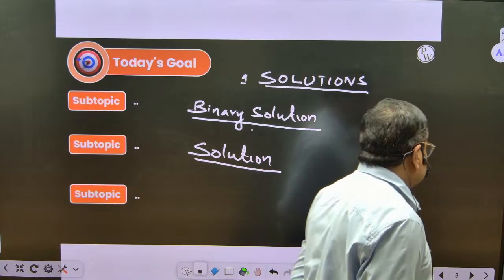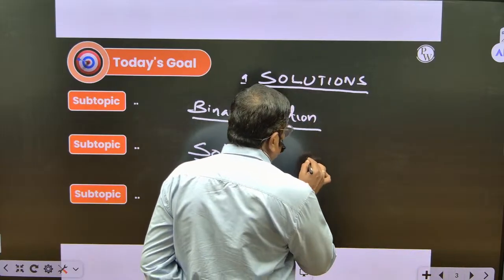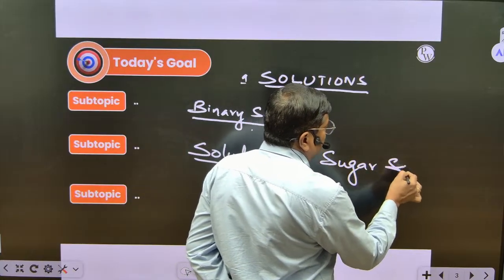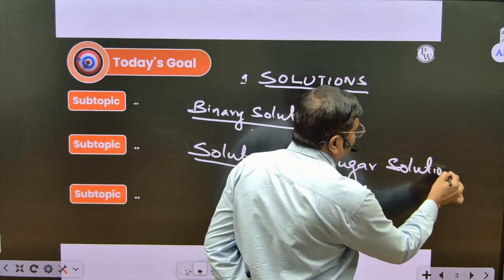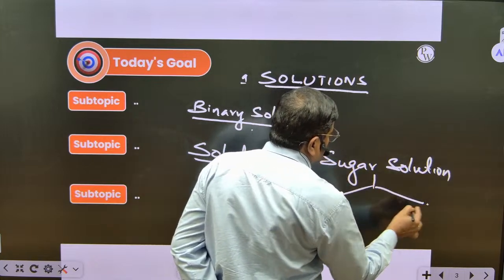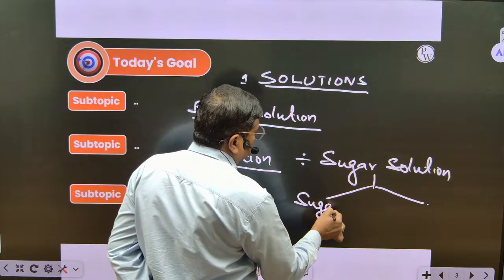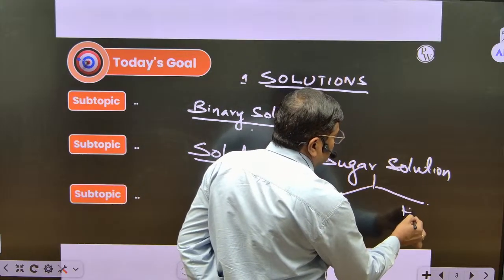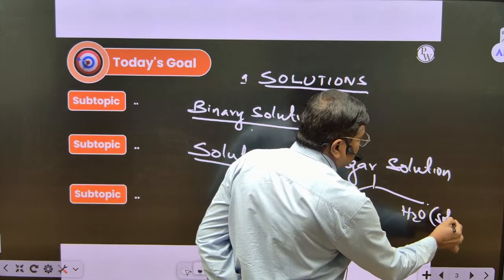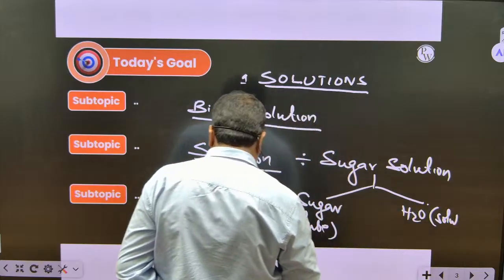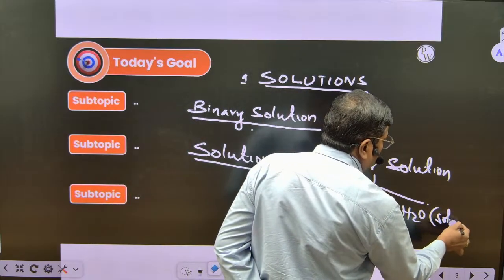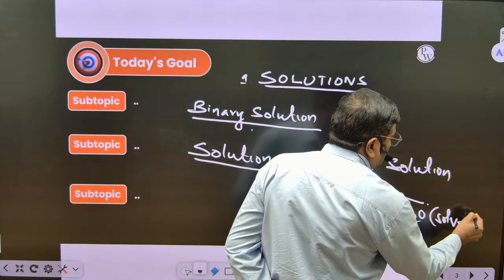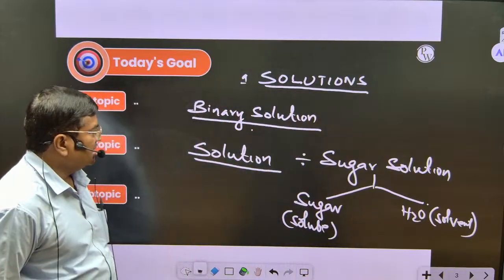Are you following? Suppose sugar solution is there. What is solute in that? What is solvent? If I am taking sugar solution, in this who is the solute, who is the solvent? Sugar will be the solute. And what will be solvent? Water will be the solvent. So such solution, that is called water solution we call. Understood?